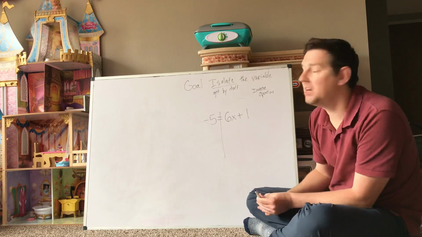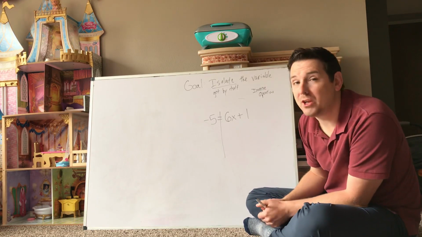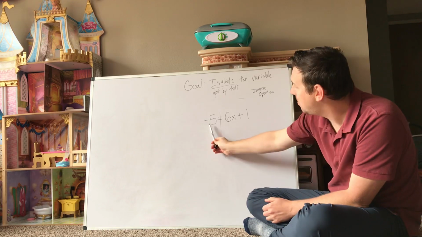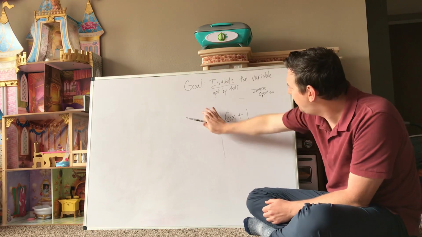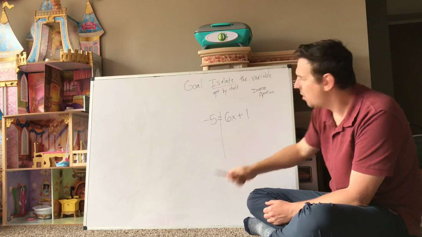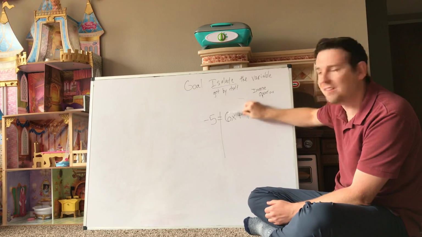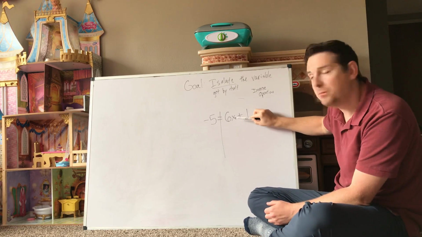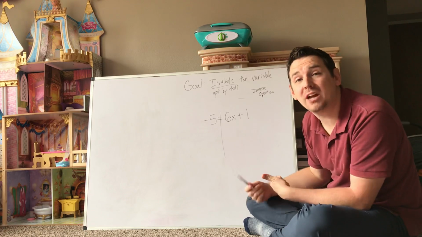So what are kids going to incorrectly get rid of when they shouldn't? They're going to incorrectly move this 5. If you move the 5, then there's nothing over there. We want to move this stuff that's in the way of the x. How do we move this stuff? Get rid of the add or subtract stuff first.